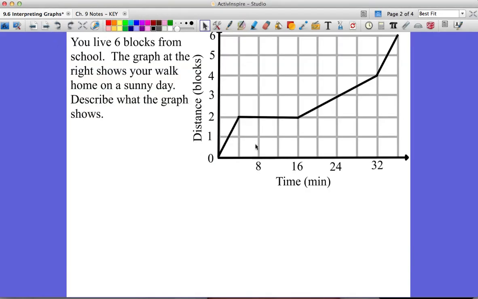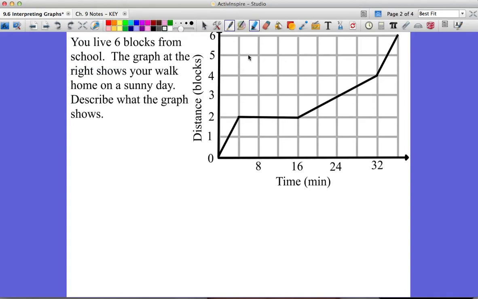Right, if you take a look at the next one, you live 6 blocks from the school. The graph at the right shows your walk home on a sunny day. Describe what the graph shows. So what we need to look at here is that on our y-axis, it tells us this is the distance. Okay, so going up is the distance. And across the x-axis is time.